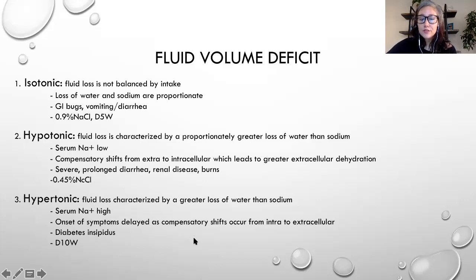Hypertonic would be that fluid loss where it has more loss of water than sodium, which I think I have a typo in there, which I will fix. So your serum sodium is high, right? You've got more sodium floating around. The onset of your symptoms usually is delayed because you have those compensatory shifts again. This comes from things like diabetes insipidus, and a hypertonic fluid would be like D10W.